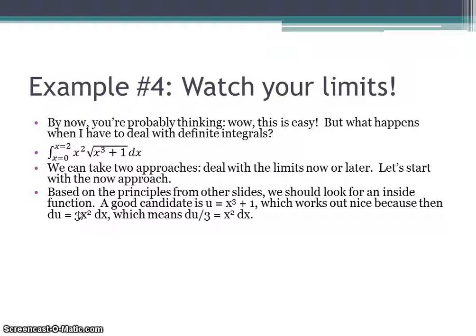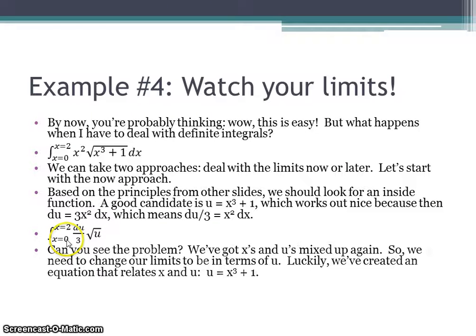cubed plus 1. Hey, that works out nice, because then du is equal to 3x squared dx, which would mean du over 3 is equal to x squared dx. In that case, we can then plug in du over 3 for dx times x squared, and then we got the square root of u. We got a problem though.